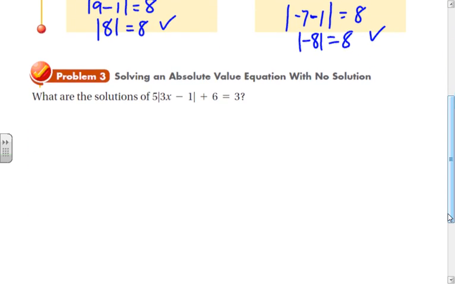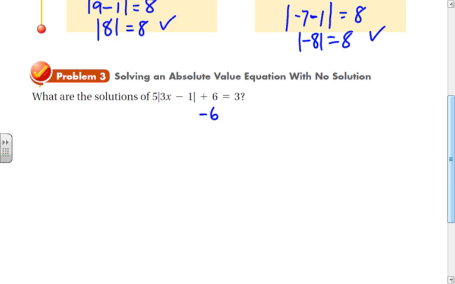Now, sometimes you can solve an absolute value equation and it won't have a solution. And that's because the absolute value of a number will always be a positive number. So if you're trying to get it to be a negative number, it's just not going to work. And you'll find that in this one.